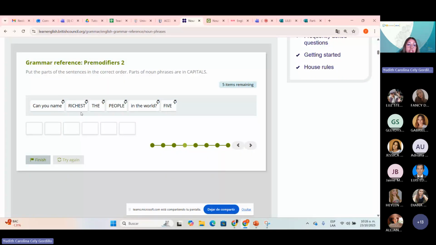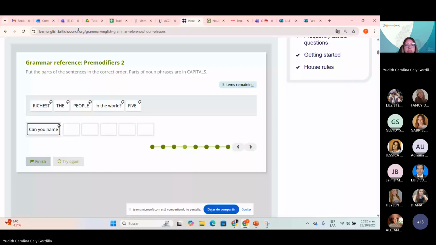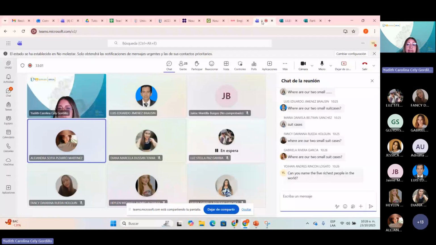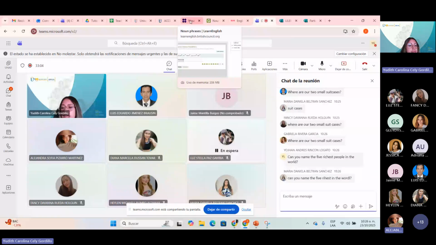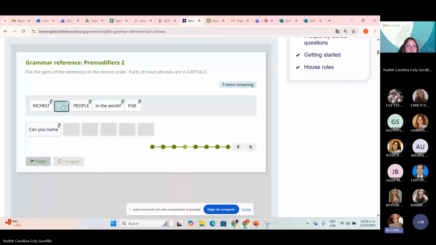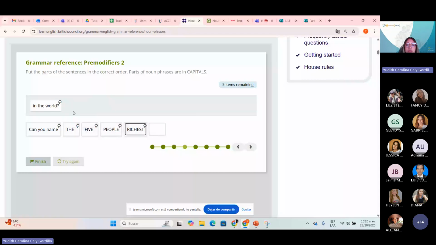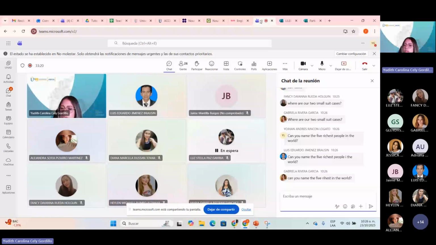Can you name richest the people in the world? And 5. What do you think is the order in this statement? It is a question. Okay, that's the mention. 5 Can you richest name? people in the world? Alejandra, that's all right, Alejandra. Can you repeat? Can you name the 5 richest people in the world? That's right. That is the same that mentioned about Gabriela, Luis, Johan.